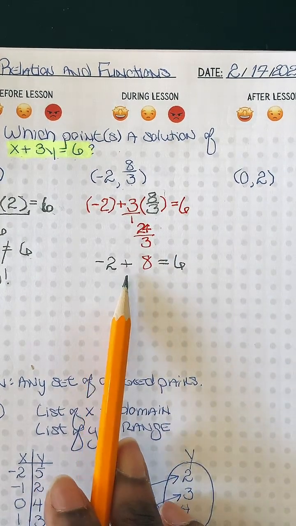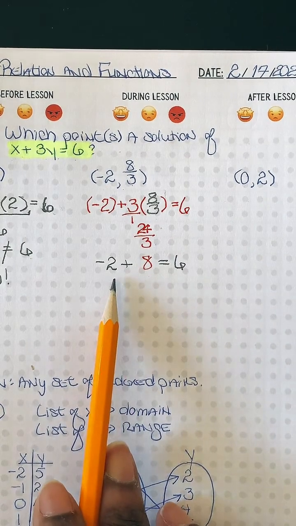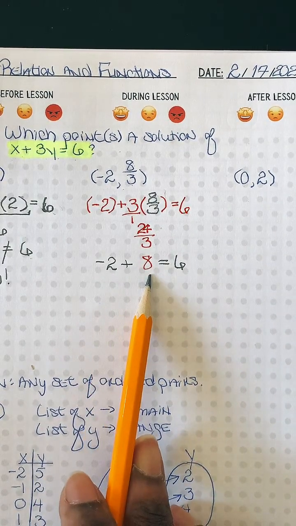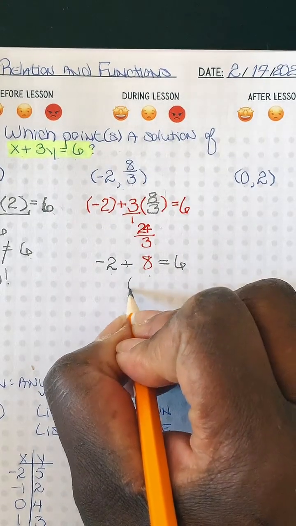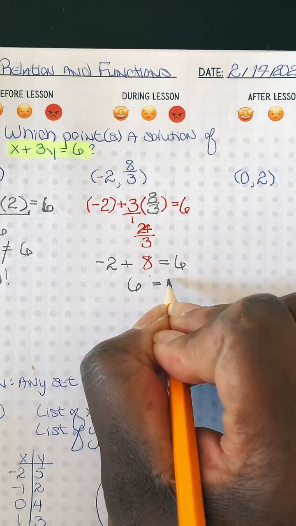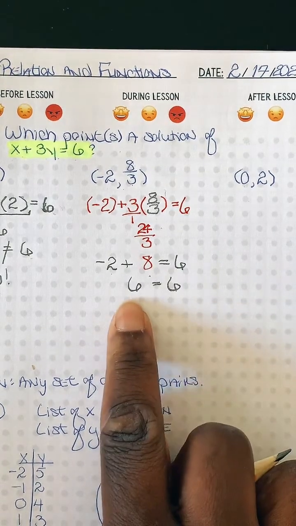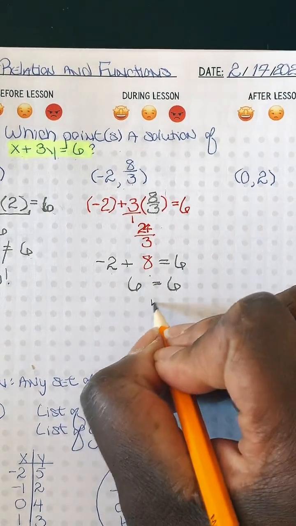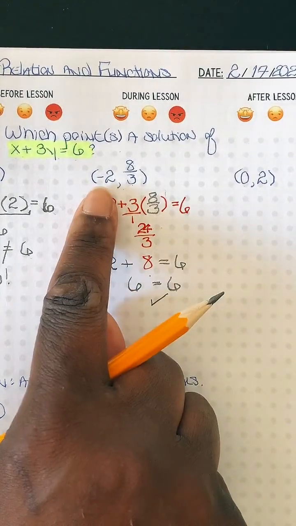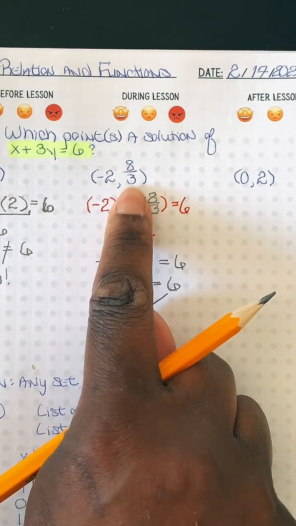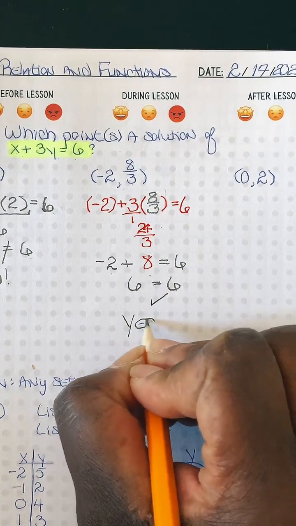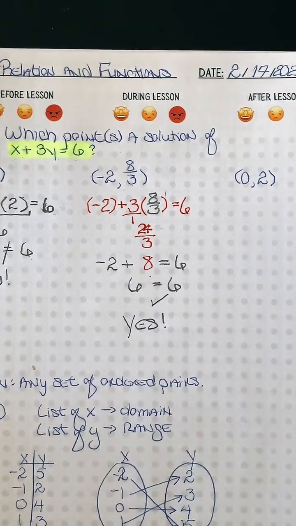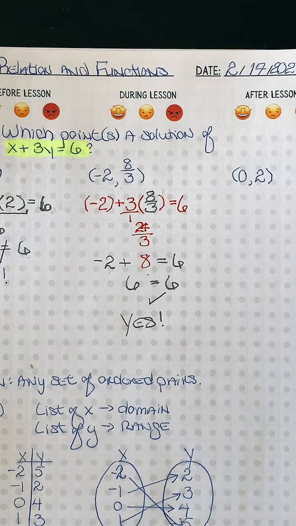Now we've got -2 plus 8. So you have $8 and you want to spend 2. That means you have $6. And since 6 does equal 6, that means the point (-2, 8/3) is one of the solutions to that equation. So I'm just going to write a big old yes.